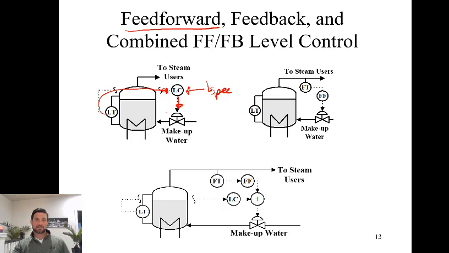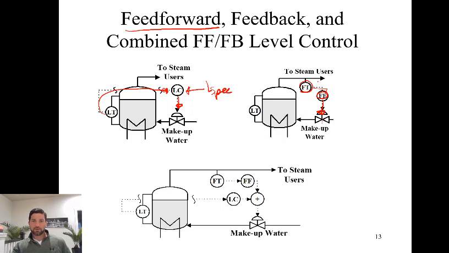So we could run this system using pure feed forward control. For pure feed forward control, we measure the flow coming off the system, and then the feed forward controller is going to tell the valve to open or close. Again, as this flow changes, the flow of makeup water is going to change to account for the amount of steam that's being used. If the flow of steam increases, this controller is going to tell this valve to increase. If the flow decreases, it's going to tell this valve to decrease.